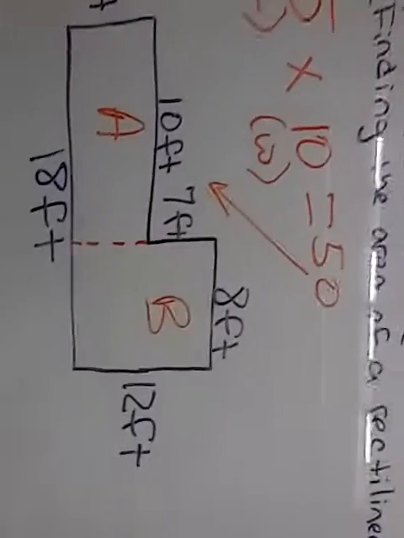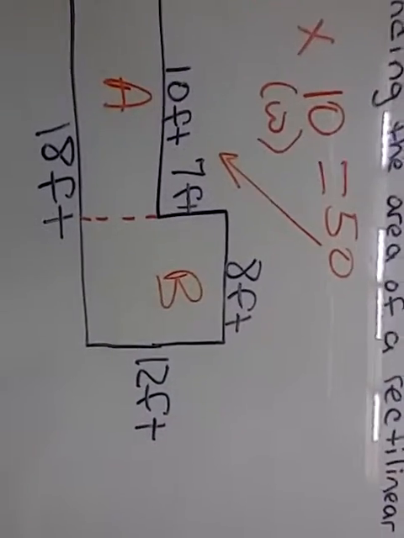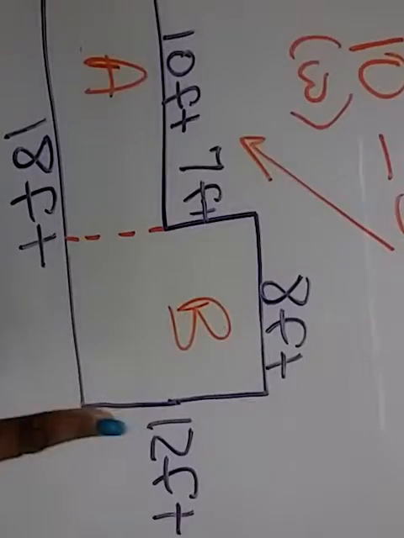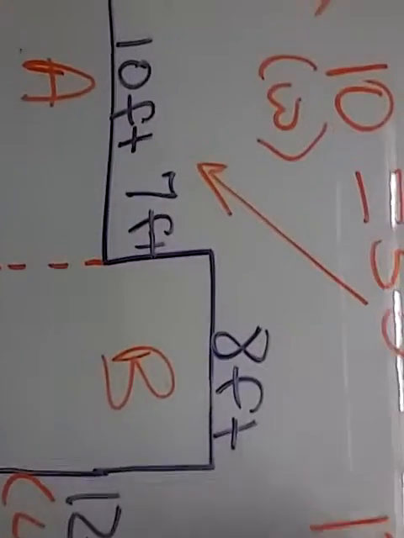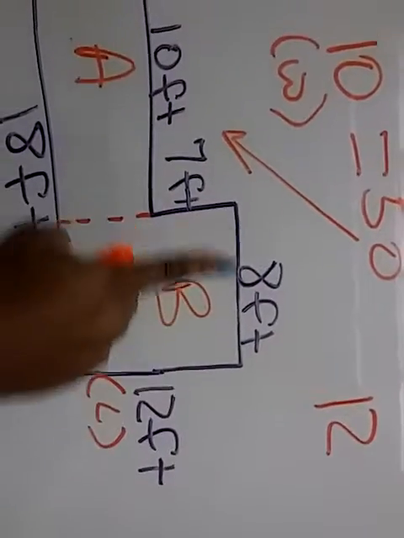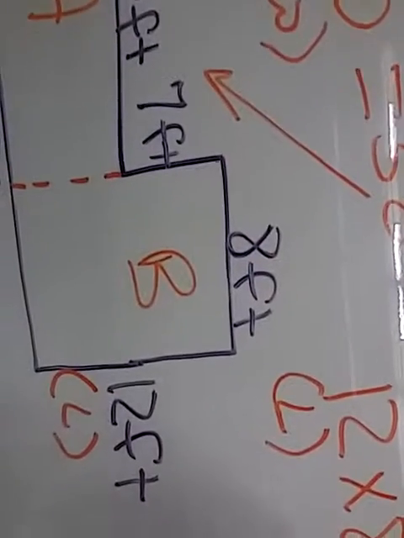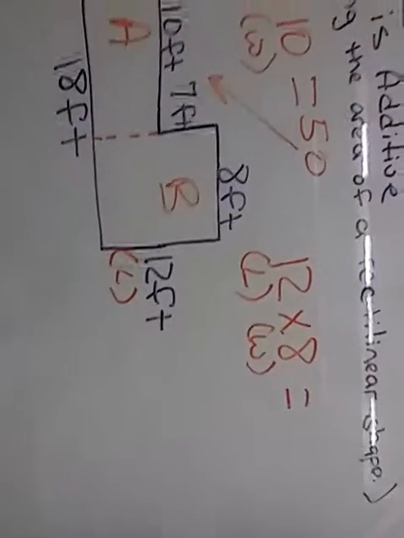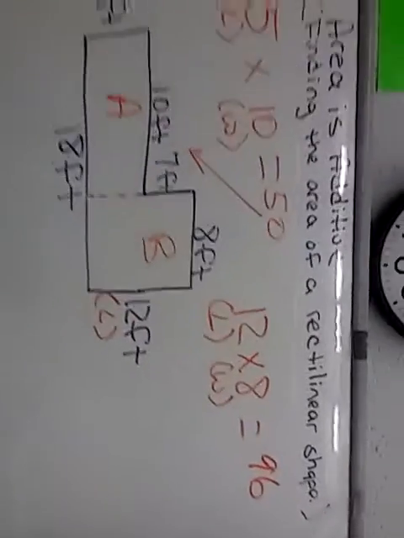Now I have to find my area for rectangle B. Same thing. I have to find my length and my width. If I'm only focusing on rectangle B, my length I see is 12 feet. That's my length. And my width is 8 feet. So I have my length and I have my width for rectangle B. And I multiply 12 times 8, which is 96. So we're almost done here.